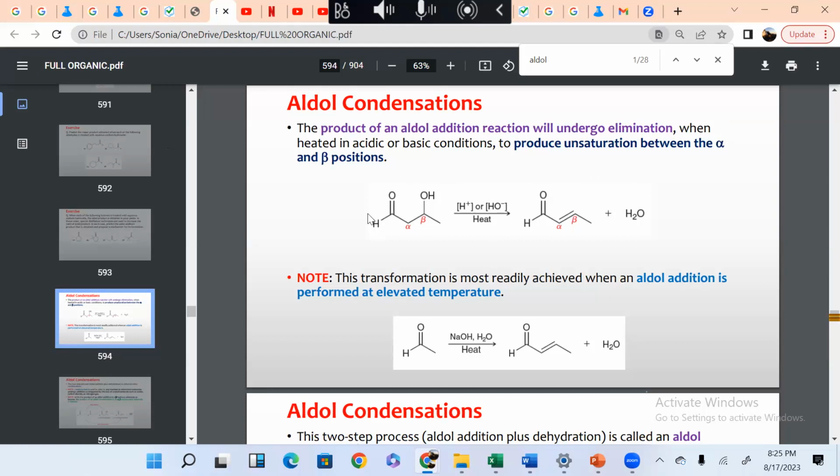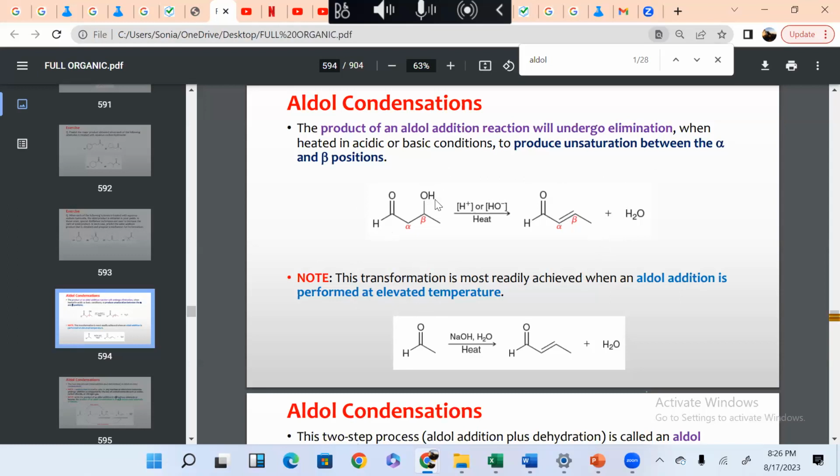I think this would be really nice if I had already spoken about E1 and E2, because for elimination reactions, what happens is that the proton is picked. Unlike substitution reactions, once this proton is removed, you have the formation of a double bond here between the alpha and the beta positions. So E1 and E2 work in a very similar fashion to how we are seeing this aldol condensation working.